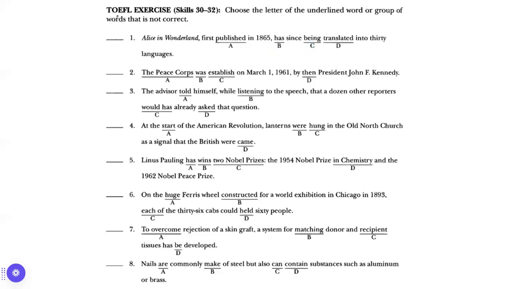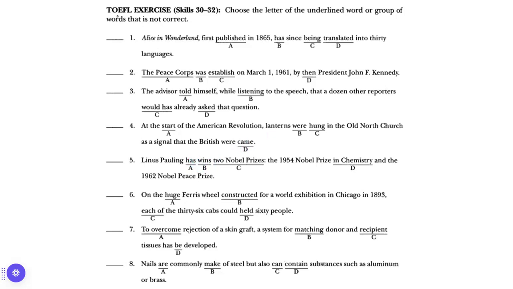Number 2, C, "established," and no "establish." Number 3, C, "would have," and no "would has." Number 4, D, "were coming." Number 5, B, "won," "has won."